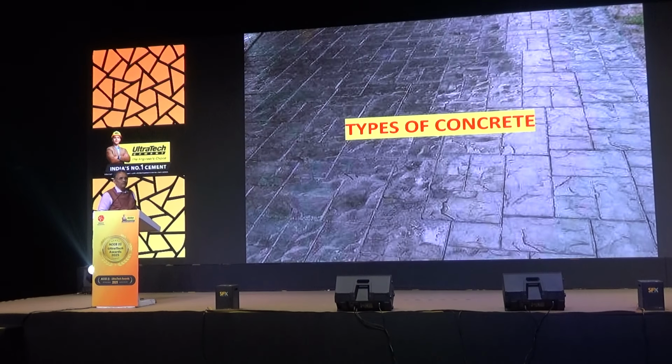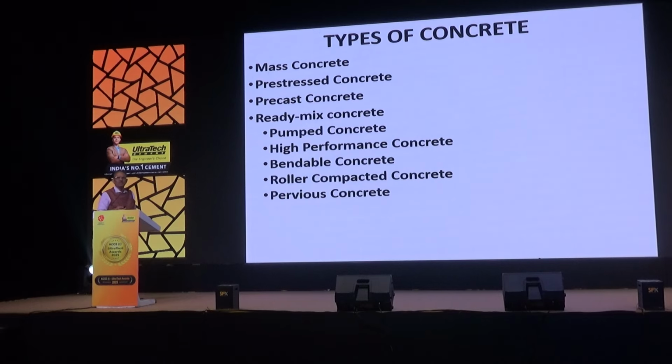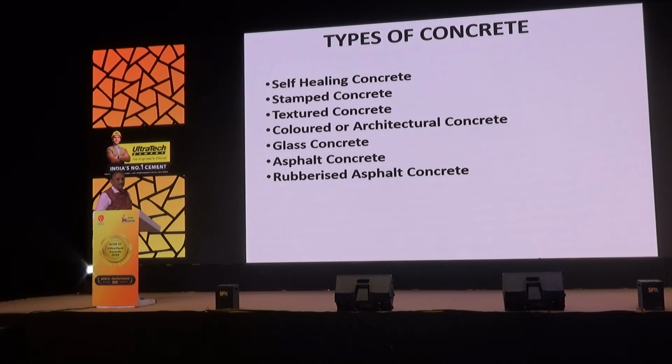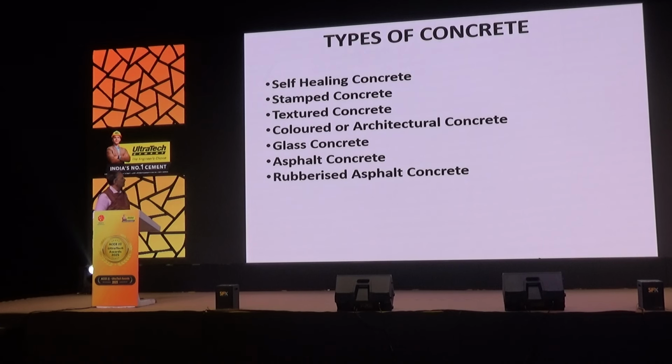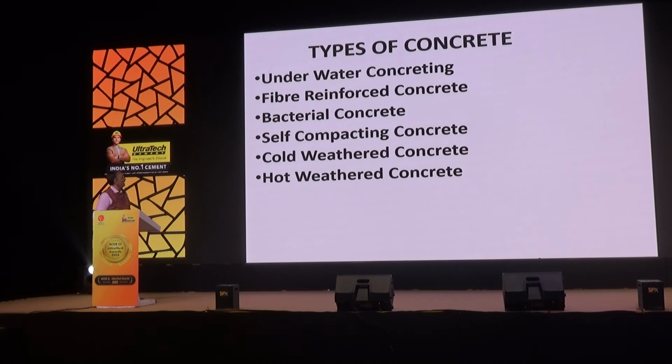So types of concrete now, how many types of concrete can we design? Mass concrete, greaseless concrete, precast concrete, ready-mix concrete, pumped concrete, high-performance concrete, bendable concrete, roller compacted concrete, which is very, very important nowadays for pavements actually, and pervious concrete and self-healing concrete, that is bacterial concrete, stamped concrete, textured concrete, colored architectural concrete, glass concrete, asphalt, rubberized asphalt, and underwater concreting, fiber reinforced concrete, which nowadays has so many variations, 10, 20 variations in fiber reinforcing itself.